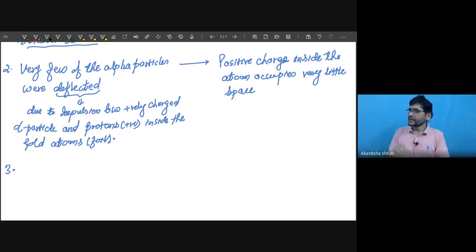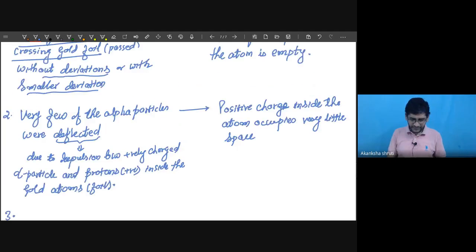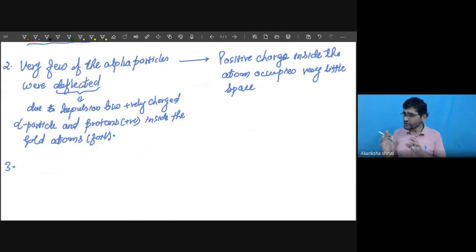Therefore, considering observation 1 with observation 2, it was concluded that since most of the alpha particles are passing but some of them are deflecting, the positive charge present in an atom is occupying very little space. This lesser space is also very dense, which is concluded from the third observation that we are going to write. And this dense mass in a very small volume inside the atom, which gives maximum deviation, is called the nucleus. So this way the concept of nucleus was given.